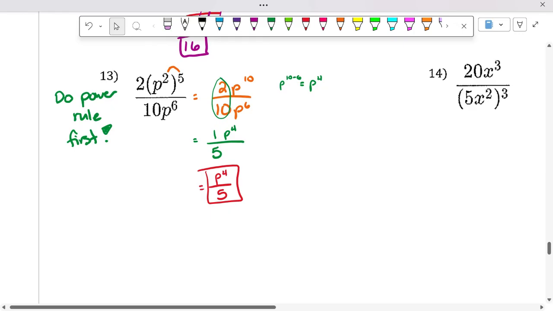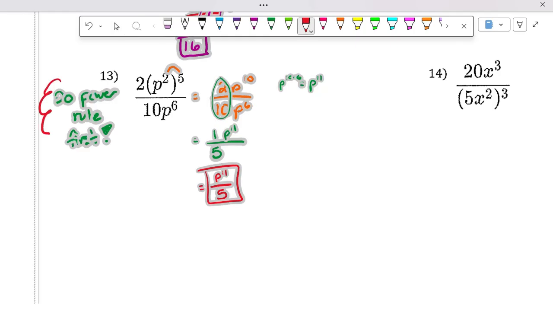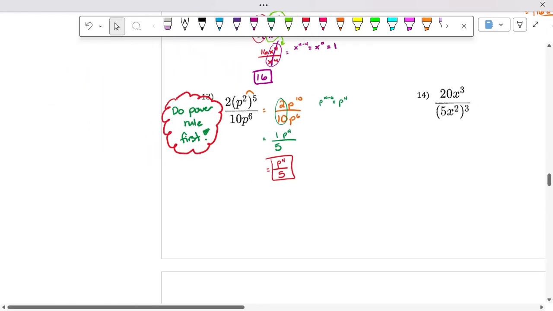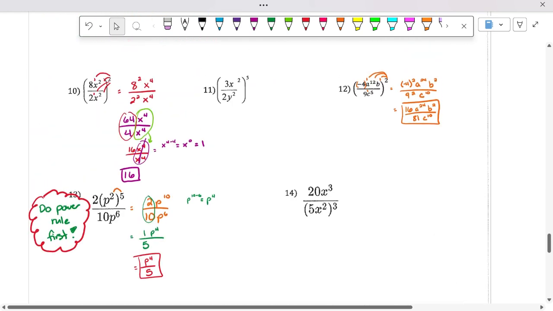So again, if you're doing multiple rules in one, my recommendation, it's not really a recommendation, I'm imploring you, do the power rule first. So if you don't know which rule to start with, start with the power rule, if there is one. After that, I don't care the order. You'll end up with the same thing. Let's say you had a combination of all three: multiplication, a power rule, and division. Do the power rule first. Okay, so that's it for today.